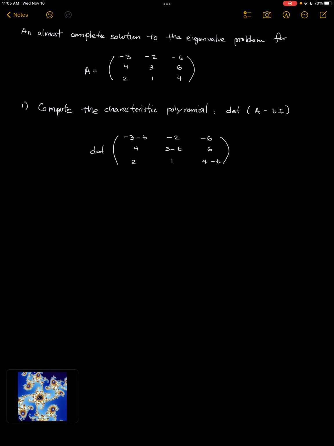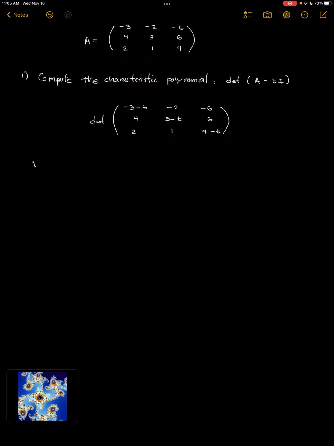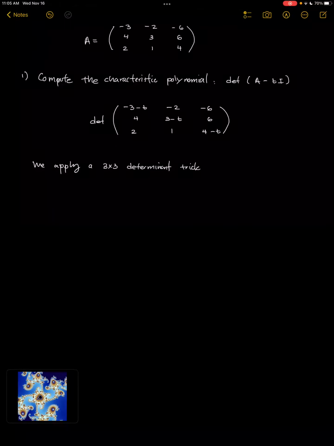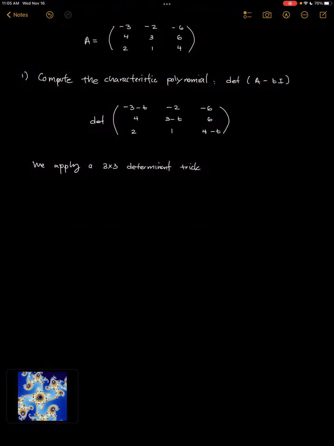So for this time, we apply the 3x3 determinant trick. Now, this consists of the following. I will take the first two rows of the matrix, append them to the matrix itself at the bottom, and then compute some diagonals. And from those diagonals, we'll obtain the determinant. So essentially what we have to do is make the following construction.